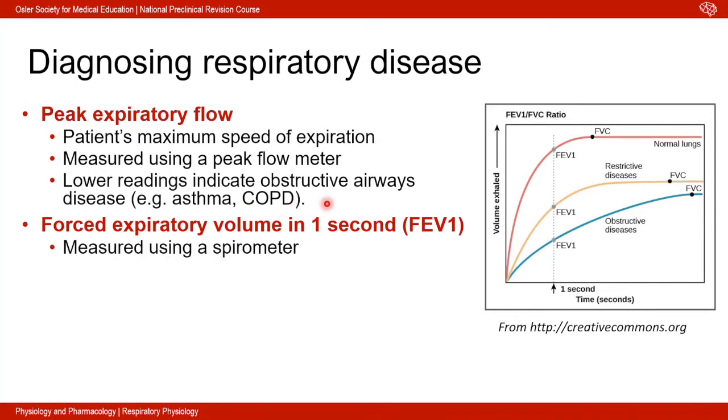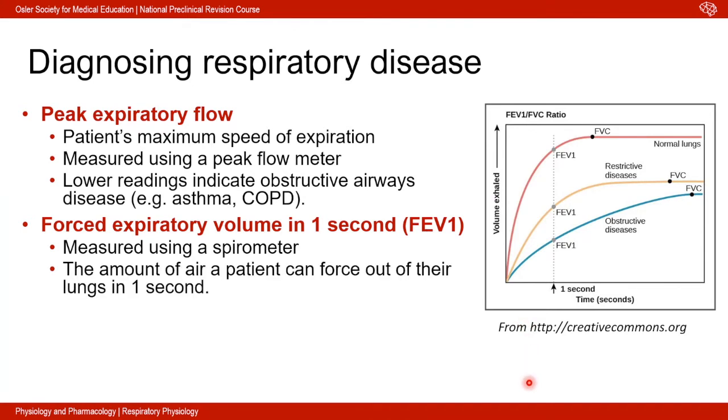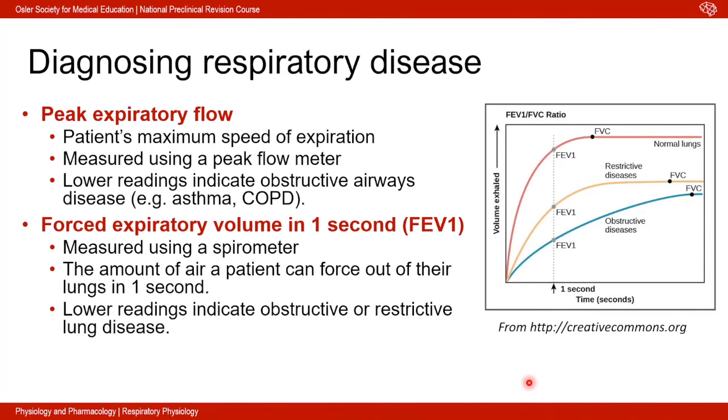So this FEV1 is measured using a spirometer, as we saw with our lung volume change graph. And it basically measures the amount of air a patient can force out of their lungs in only 1 second. So the lower readings will indicate obstructive or restrictive disease. So we've got obstructive here, which are our asthma, our COPD. We've got our restrictive here, which are more to do with the kind of connective tissue of the lungs. So it could be lung fibrosis, that sort of thing.